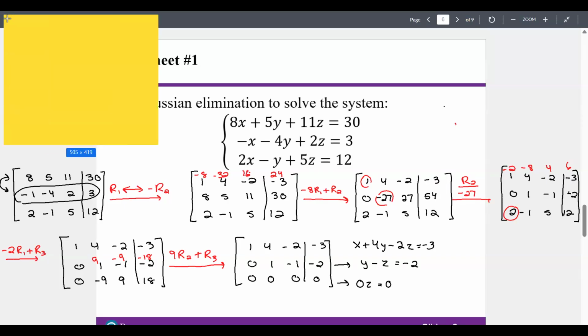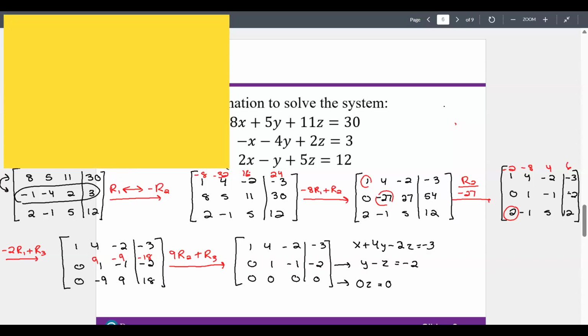Make a little spot for me up here. So we just need to have our system here now. We're going to back substitute again. Z stays Z. Y is going to be y minus z equals -2, which means that y is going to be z minus 2.